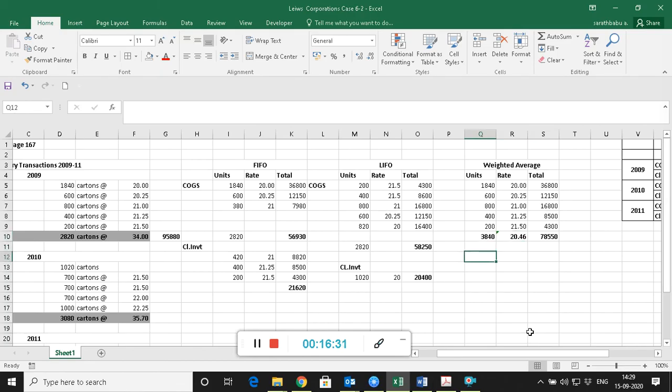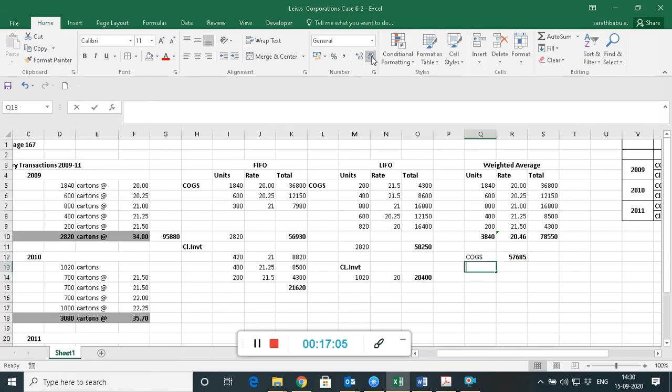Once I calculate that, it's pretty easy for me to calculate COGS as per weighted average method. So COGS for how many units do I need to calculate? For 2,820. And what would be the rate? As per weighted average method, the rate should be 20.46. So this is my COGS as per weighted average method.